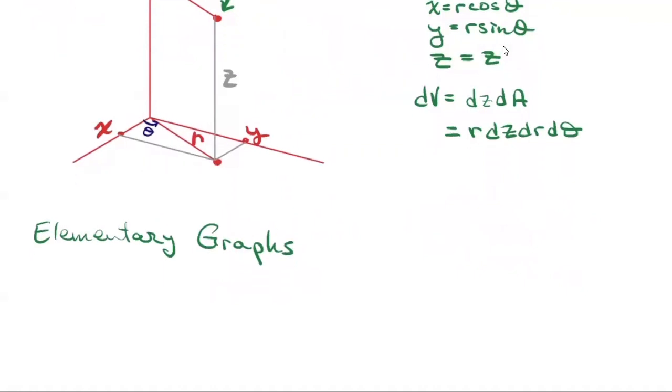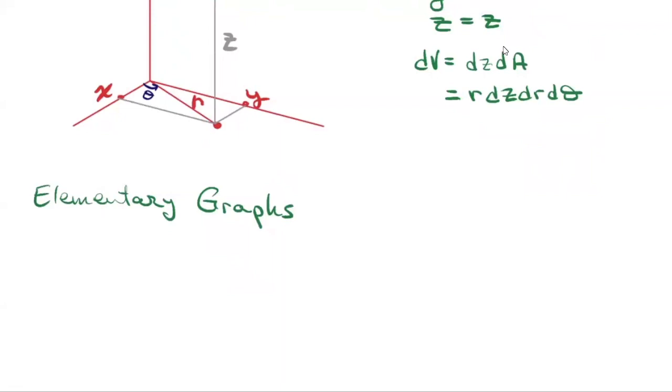So maybe that's the reason why it's called cylindrical coordinates. The first one is r equals k, a constant. And of course, that's just a circle. But in cylindrical coordinates, it's a cylinder.